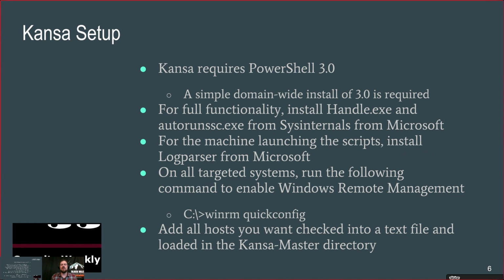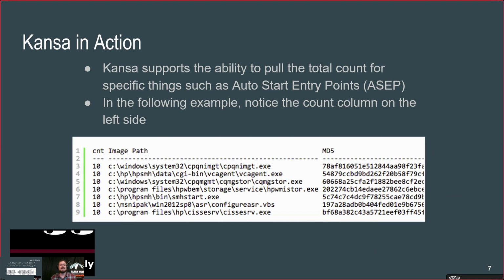Now, by and large, Kansa requires PowerShell 3.0, but that should be pretty easy with most modern Windows 10 systems. They should be at least at that version. For full functionality, you have to install Handle and Autoruns from Sysinternals by Microsoft and put them on a file share somewhere in your environment where all of your systems can access those files. Then you have to install Log Parser on the admin machine that's launching the scripts. And then you need to make sure that Windows Remote Management is enabled with winrm quickconfig. Then you're able to log on to every single one of the workstations and do stacked analysis.